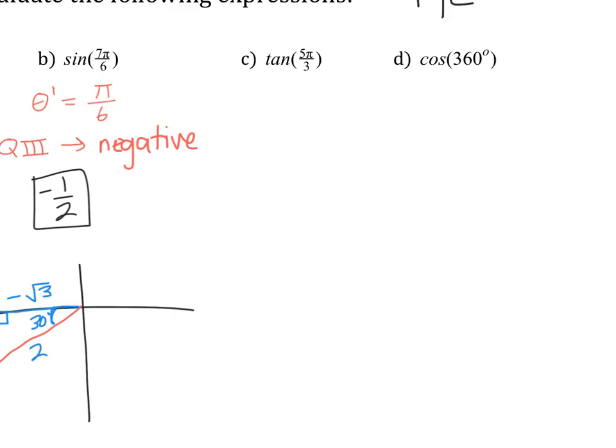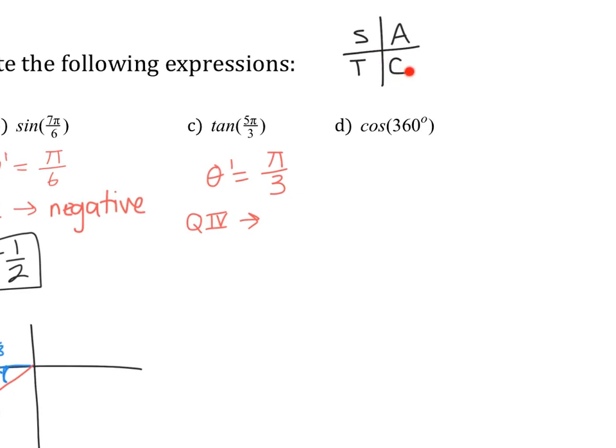All right, now let's talk about the tangent of 5 pi over 3. So our reference angle is pi over 3, which is 60 degrees. 5 pi over 3 is in quadrant 4. And we know in quadrant 4 only cosine is positive, which means this value should be negative. So then all we need to do is ask ourselves, hey, what's the tangent of pi over 3? It's going to be root 3, and then we just make our answer negative.